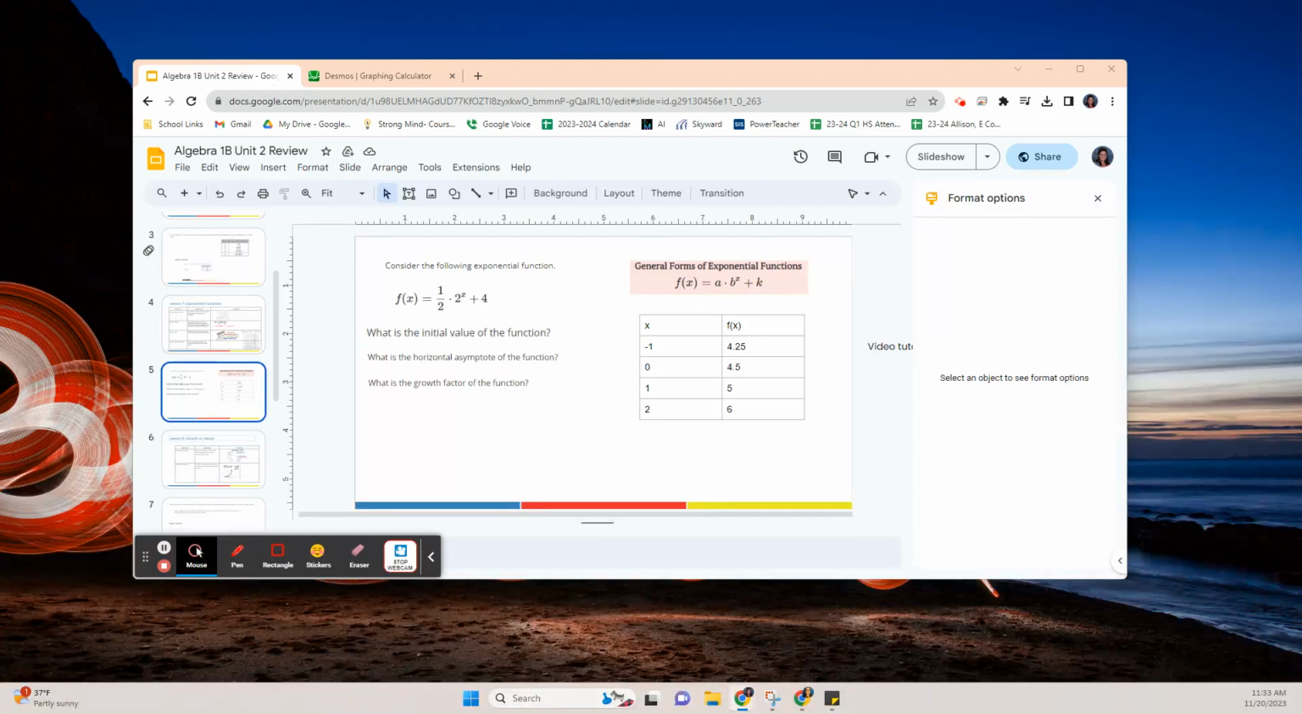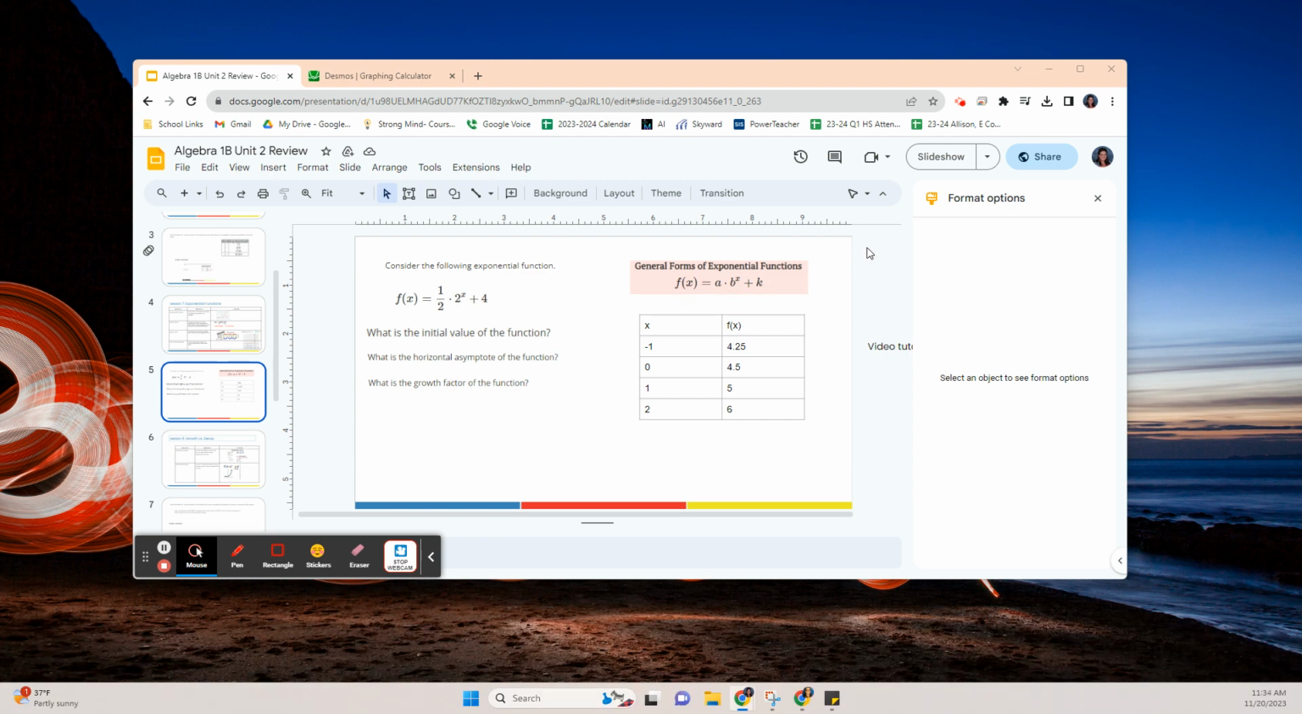Hi guys. So we are working with lesson 7 for our review today. The first thing it's asking is what is the initial value of this function? Well, this function is an exponential function. So I put in our general form for exponential functions. It's a times b to the x plus k.